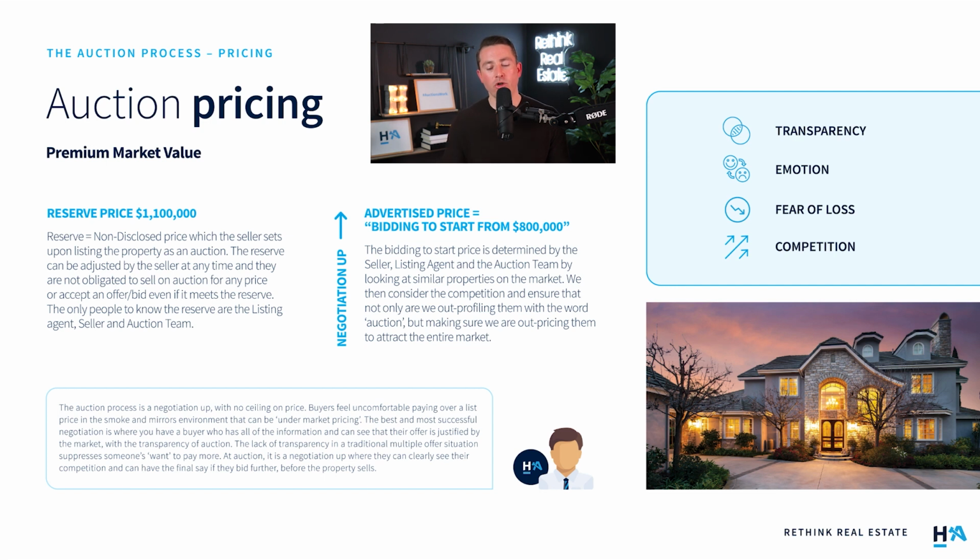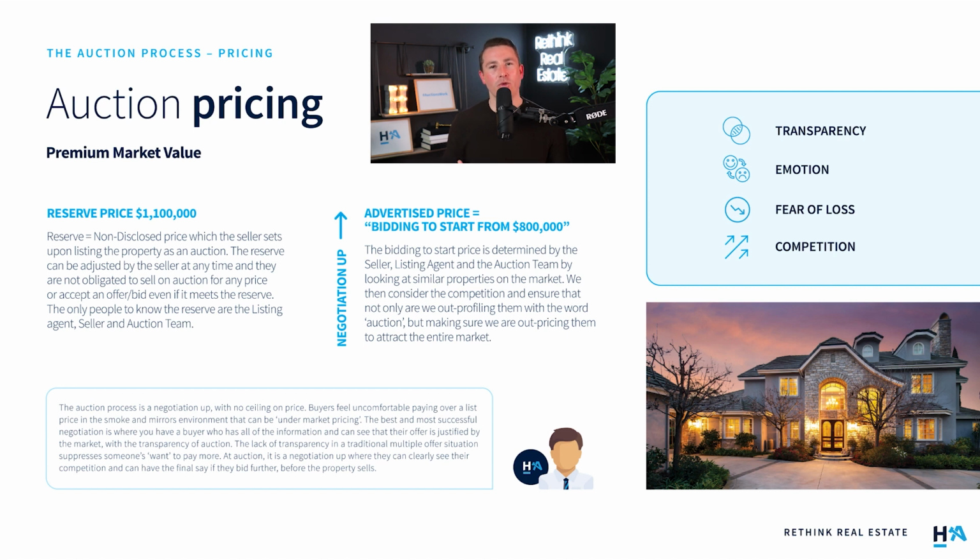Now, their non-disclosed reserve price doesn't really matter what it is because, again, they're not obligated to accept if it's under or even over it. They're in complete control. Now, we will determine what is called a bidding to start from price. That bidding to start from then becomes the list price on the property. In the public remarks, it's listed that it is a live auction, bidding to start from, and then the price itself.